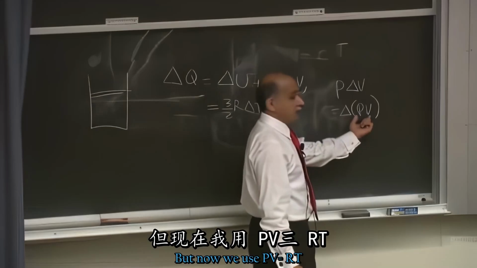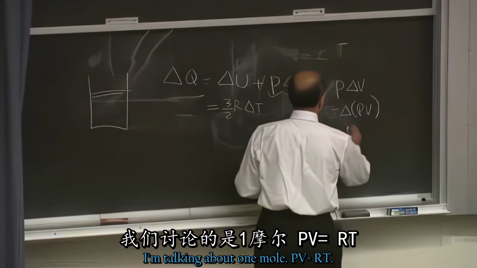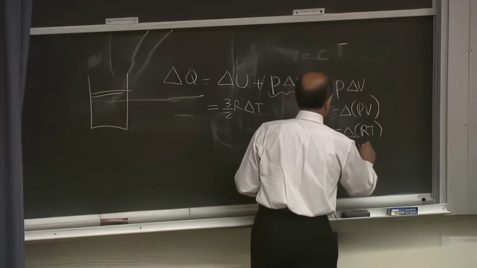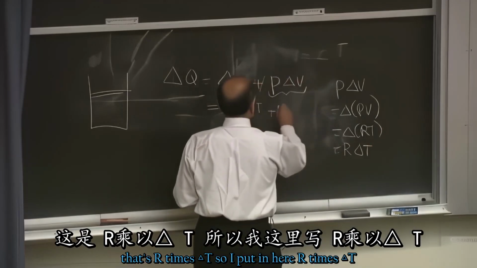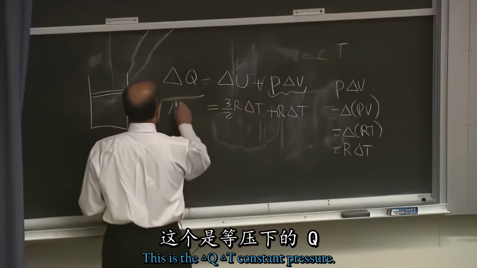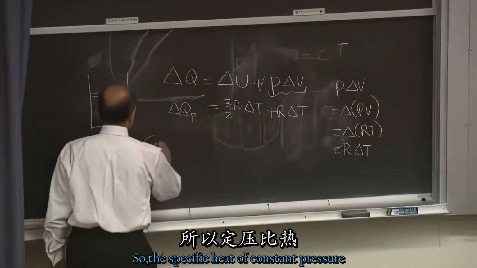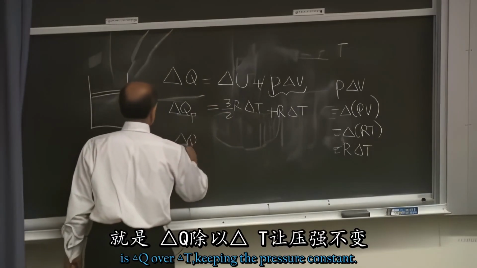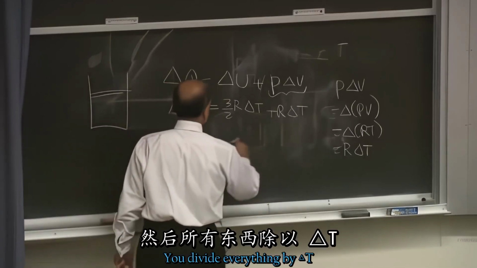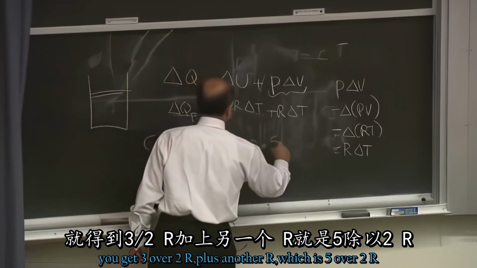But now we use PV equals RT. I'm talking about 1 mole, PV equals RT. That's a change in the quantity RT. This R is a constant, that's R times delta T. So I put in here R times delta T. This is the delta Q at constant pressure. So the specific heat at constant pressure is delta Q over delta T, keeping the pressure constant. You divide everything by delta T, you get 3 over 2R plus another R, which is 5 over 2R.